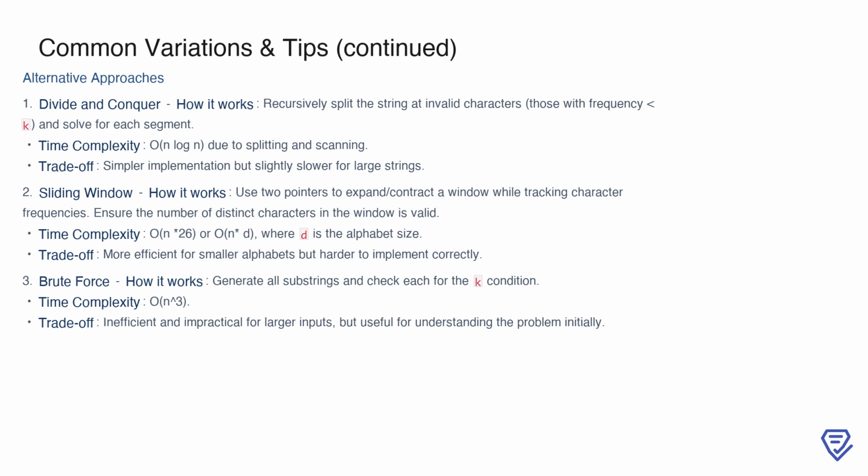On the other hand, the sliding window approach uses two pointers to expand and contract a window, dynamically tracking character frequencies. With a time complexity of n*26, or n*d, where d is the alphabet size, this method is more efficient for smaller alphabets but requires careful implementation to handle dynamic adjustments.